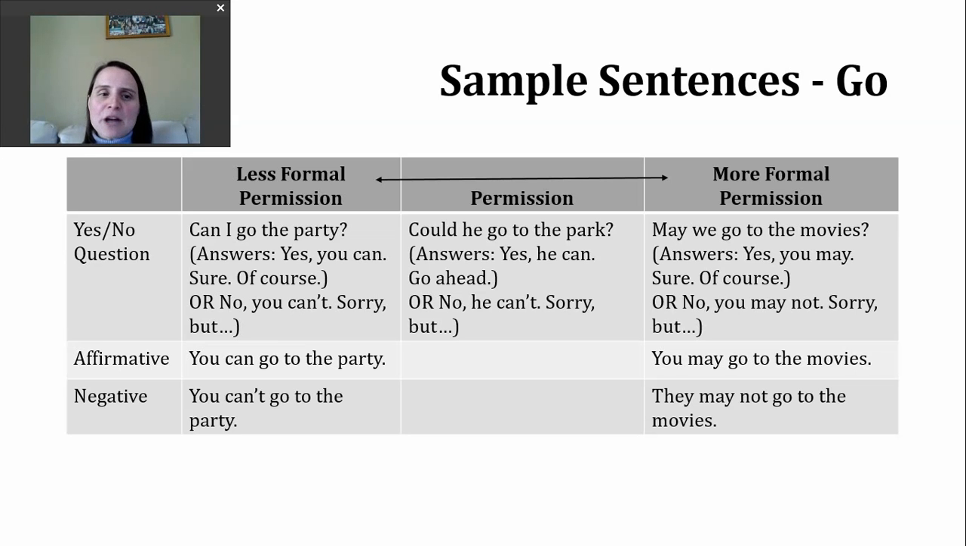Okay? But not every time you ask for permission will the person give the permission. So you just might hear, no, you can't. Or you might hear, sorry, but, and then some sort of explanation or reasoning why permission is not being given. Okay? If you did want to make an informal affirmative statement giving someone permission, you could tell them, you can go to the party. So all we've done is switch the order of our subject and our modal.